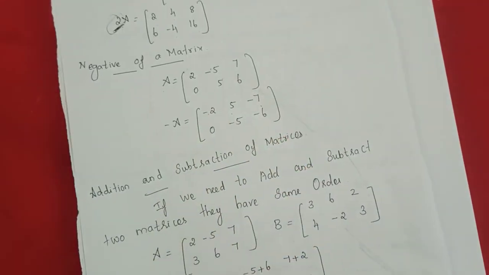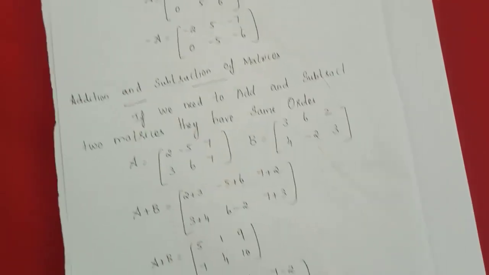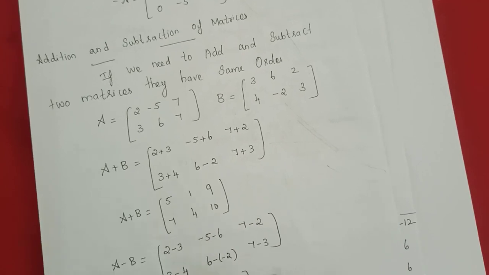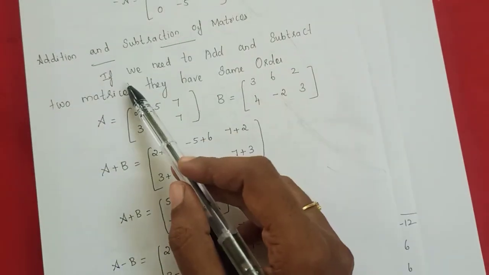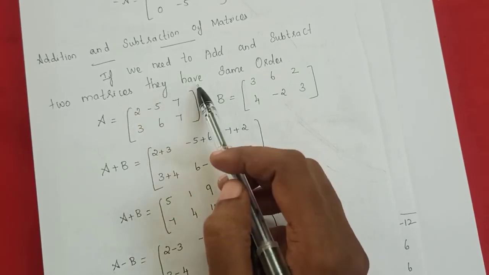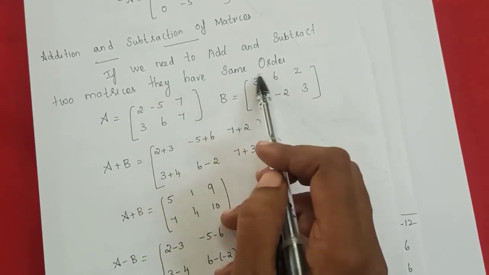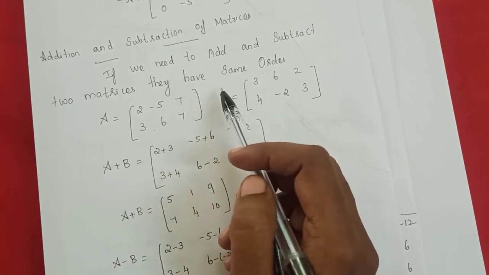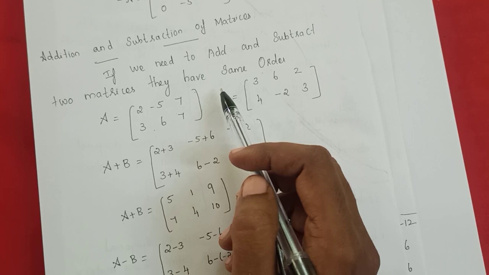Then the next one is addition and subtraction of matrices. How do we add and subtract two matrices? If we need to add or subtract two matrices, there is a condition: both must have the same order. In the last class, I taught you how to find the order of a matrix.